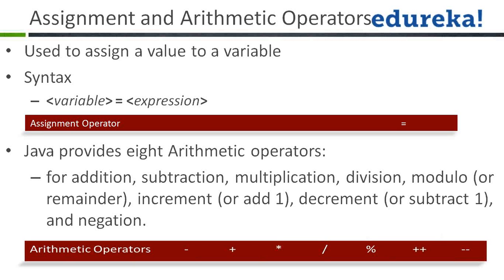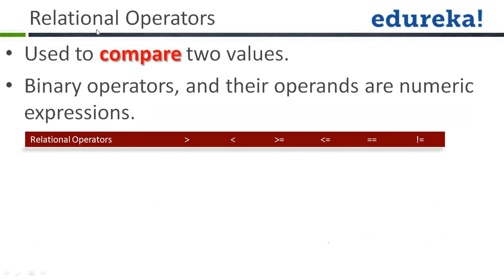Okay. Now we come to relational operators. It is used to compare two values. Binary operators and their operands are numeric expressions like greater than, less than. Whenever you have to find greater than equals to, less than equals to, equivalence for whether they are equal or not, and not equal to, when you have to check whether the values are not equal, in those cases you will be using the relational operators. We have already used few of them, so all of you let me know if you are clear with this. So I'll move on to the next one.